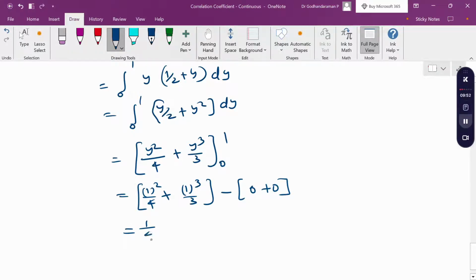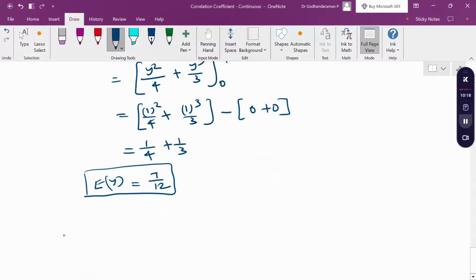Therefore 1 by 4, 1 by 3. When I am taking the LCM, 7 by 12. Expectation of y. So in this problem E of x, E of y values are similar. So don't think all problems give similar answers for E of x and E of y. Don't consider this, because this type of problem gives the same answer.